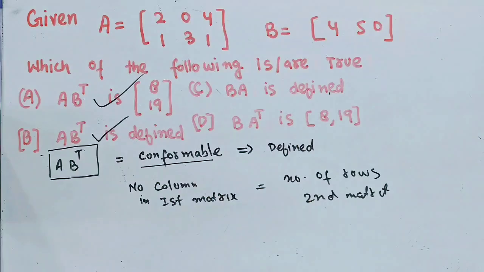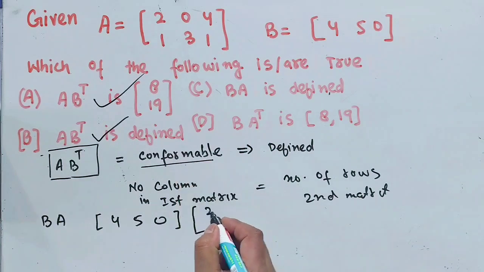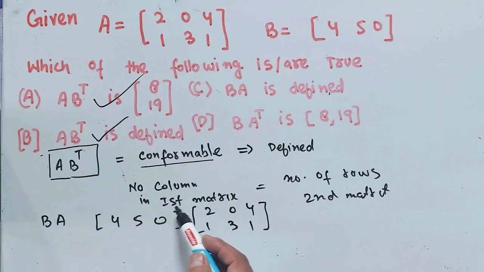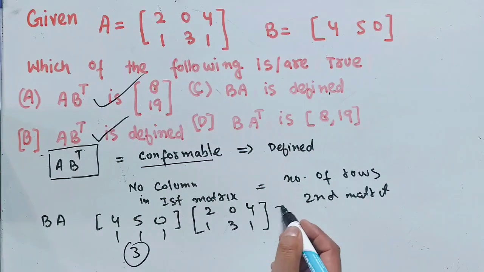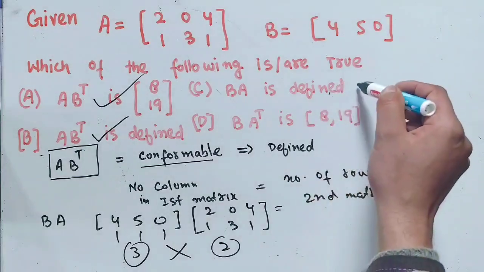Let us see the third option. So we have B times A. First we write 4 5 0 and multiply it with A, which is 2 0 4, 1 3 1. For the two matrices to be conformable for multiplication, what is the condition? The number of columns in the first matrix should be equal to the number of rows in the second matrix. We have 3 columns here, but only 2 rows here. So they are not conformable, that means the product is not defined. So this option is incorrect.